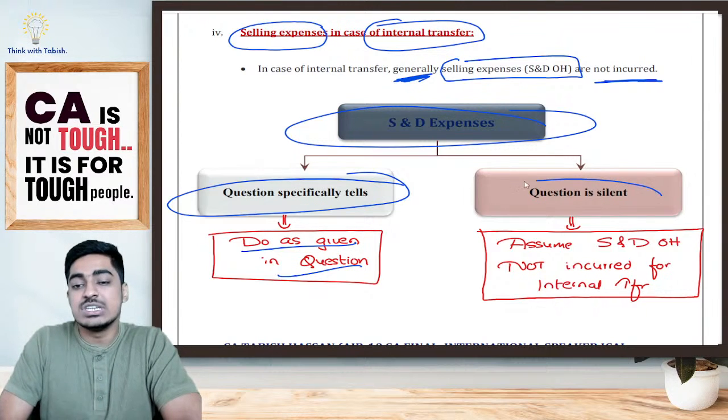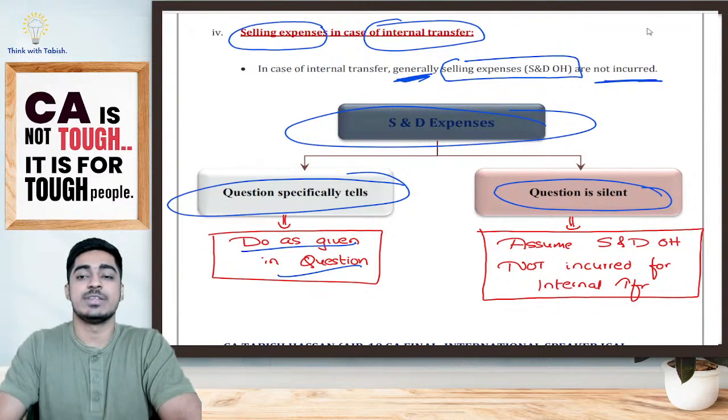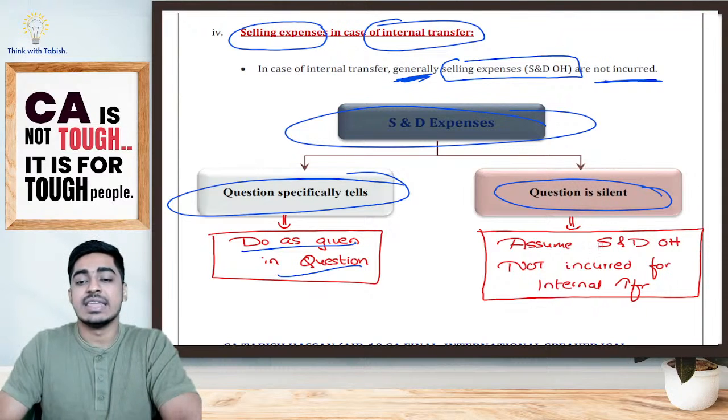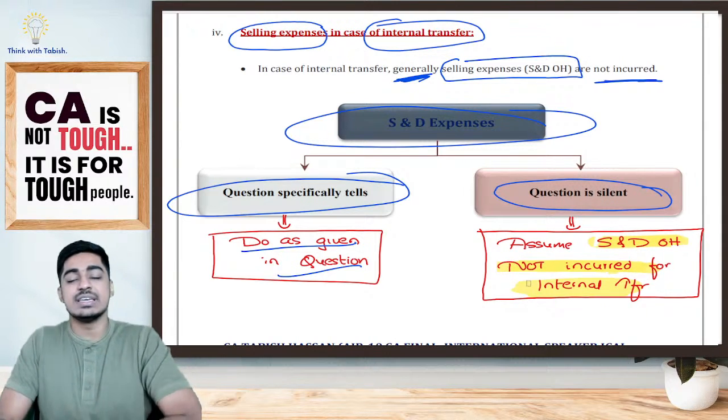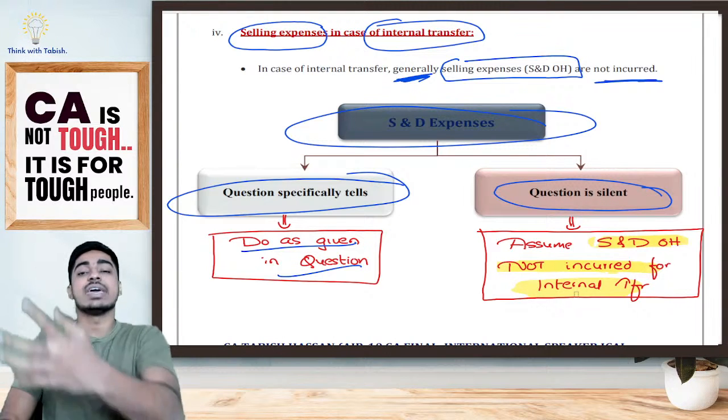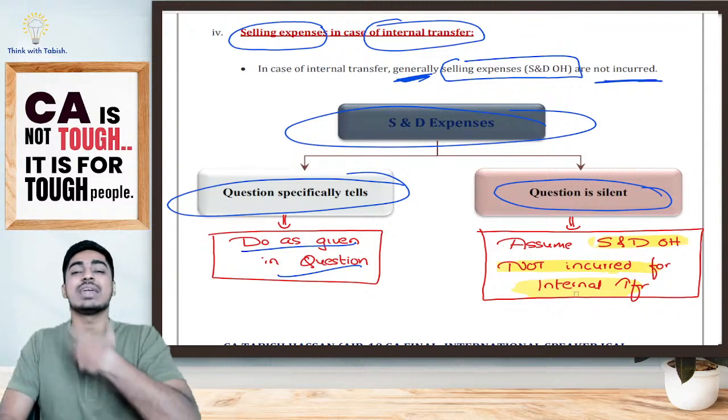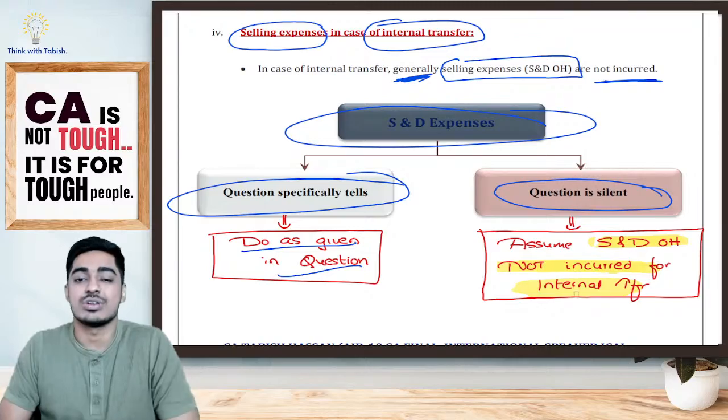But if the question is silent, what will be the fundamental assumption we are taking? The assumption we are taking is that selling and distribution overheads will not be incurred for internal transfer. We are incurring them only for external customers, to sell the goods, to market. For internal customers, it is not required.